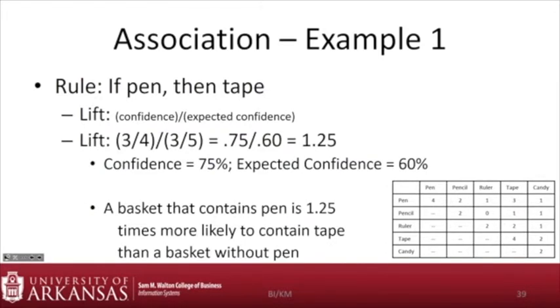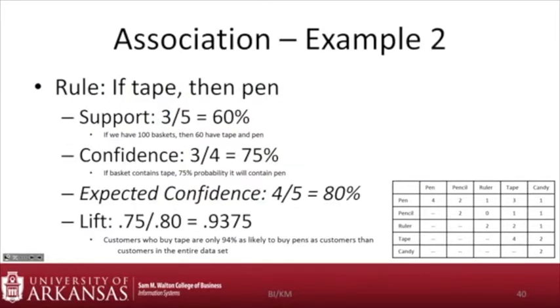So then this is going to be 4 out of 5. That's not what I wanted. So that's going to be less than 1.25. And that happens for if tape and pen.